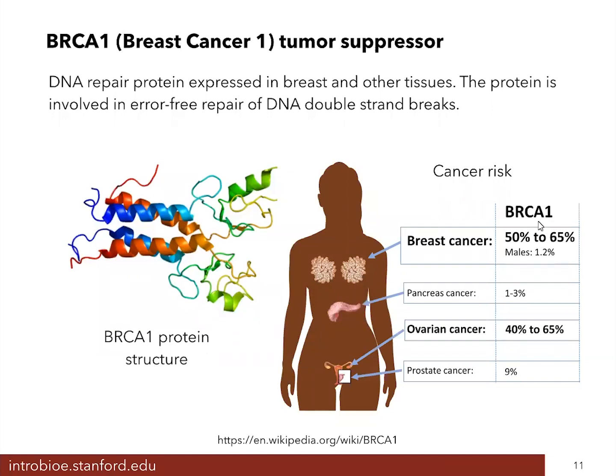So if you have a mutation in BRCA1, which occurs commonly actually in the human population, this is something that can be passed from generation to generation, from mother to child, or from father to child. And when you inherit a damaged BRCA1 copy, then your risk of getting breast cancer in women goes up 50 to 65%. Your risk of getting pancreatic cancer is around 1 to 3%. Your risk of getting ovarian cancer is 40 to 65%. That's greater than a coin toss for both breast cancer and ovarian cancer. So it's pretty severe. It's really significant that people have figured out that this one gene is so important for cancer risk.